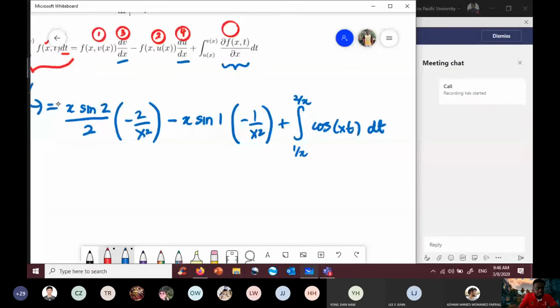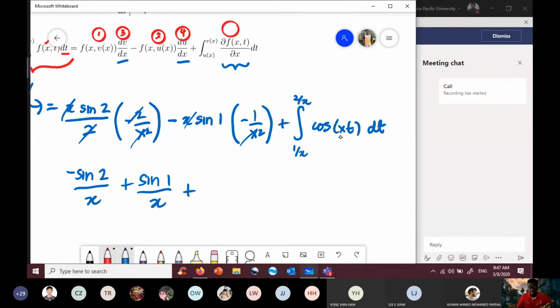So simplifying this, x and x cancels off, 2 and 2 cancels off. The negative is here. So negative sine 2 over x. Okay, here what do we have? x and x cancels off. Negative and negative becomes positive. So plus sine 1 over x. Okay, plus integrate cos xt with respect to t. Okay, focus on that. You are integrating with respect to t. So if you integrate cos, you will get sine. So you will get sine xt.